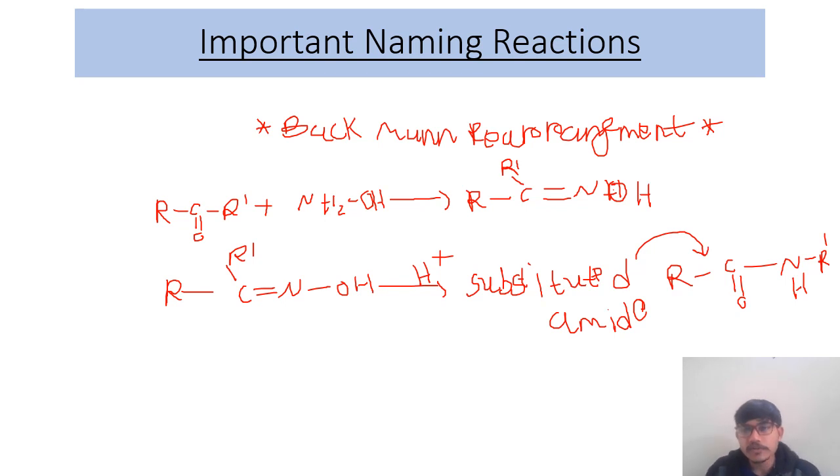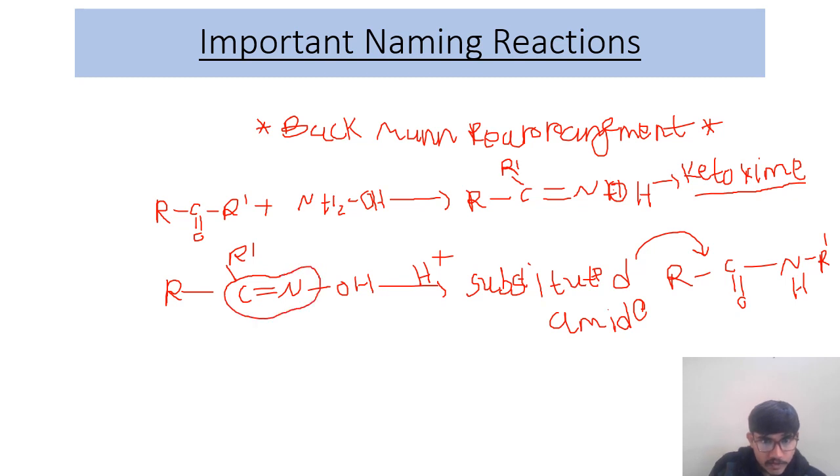So simply what happens in the case of Bachmann rearrangement is that first the ketone will react with the hydroxylamine group, and it will give you an oxime, or particularly as it is formed from the ketone, it is called a ketoxime. If it was formed from an aldehyde, then it would be called an aldoxime. And one of the most important things, if you observe here, is that there is a possibility of geometrical isomerism, syn and anti.